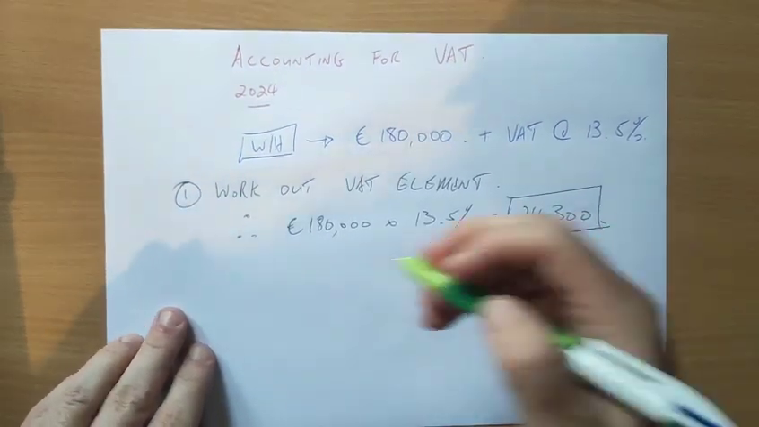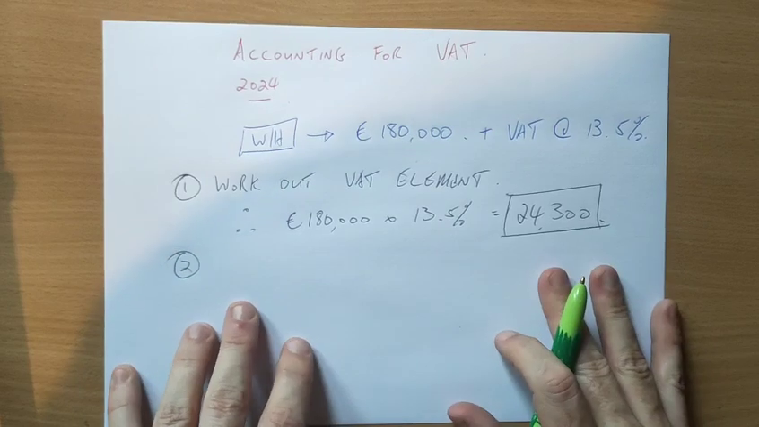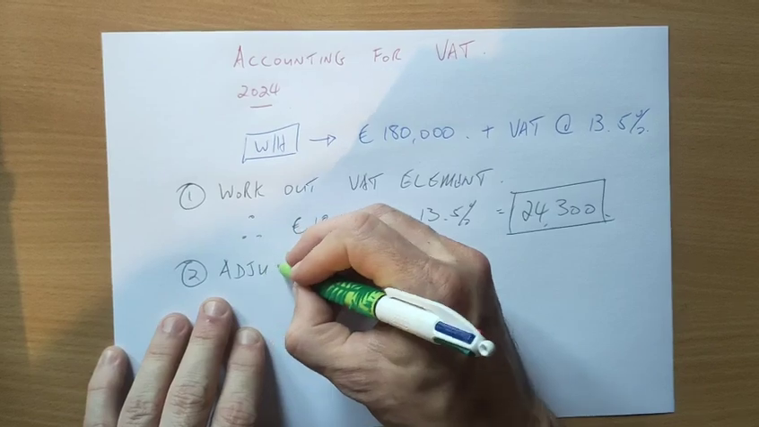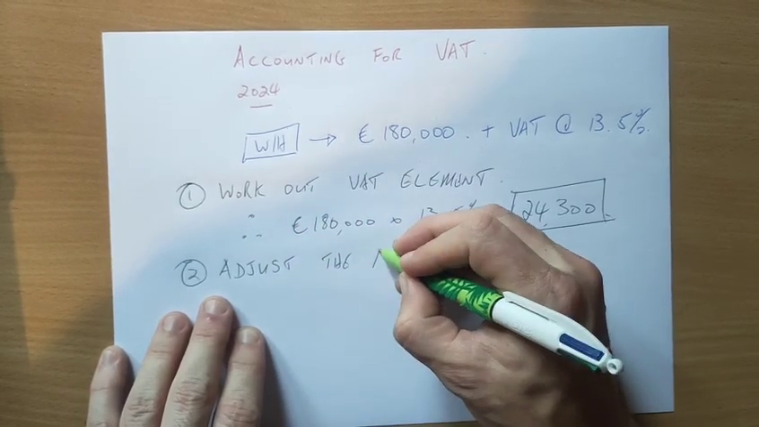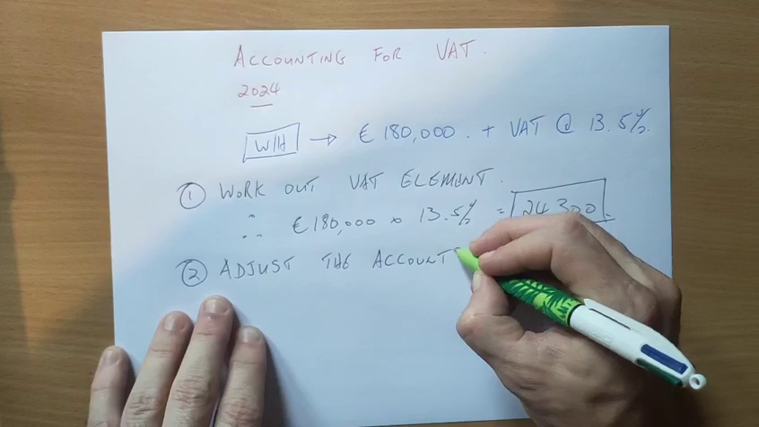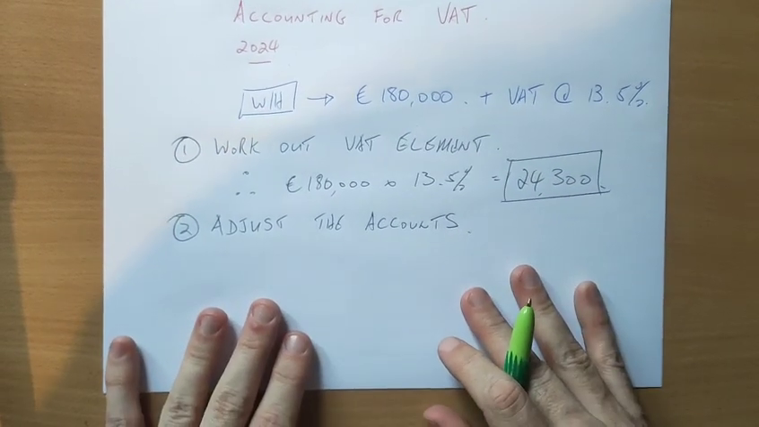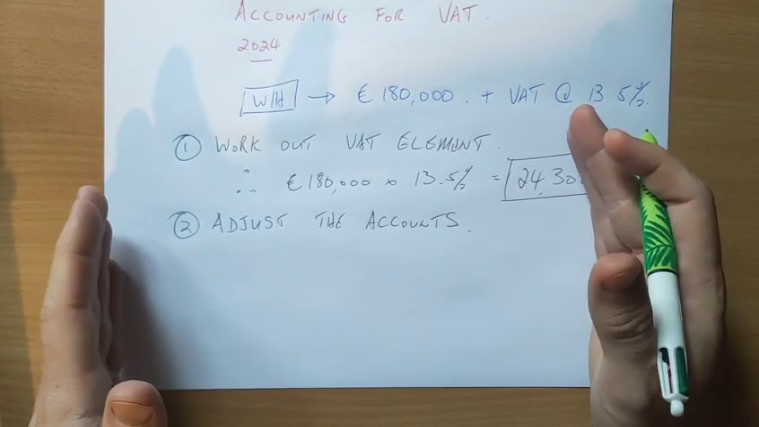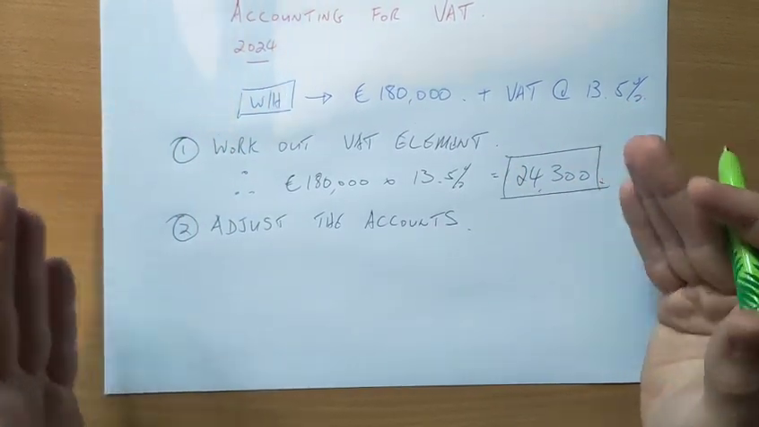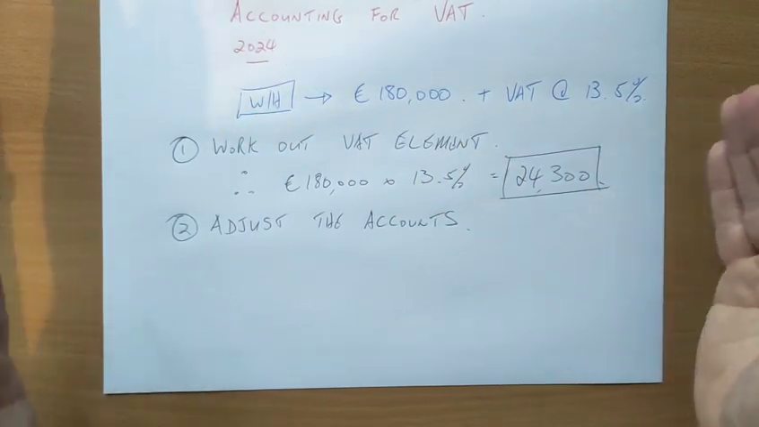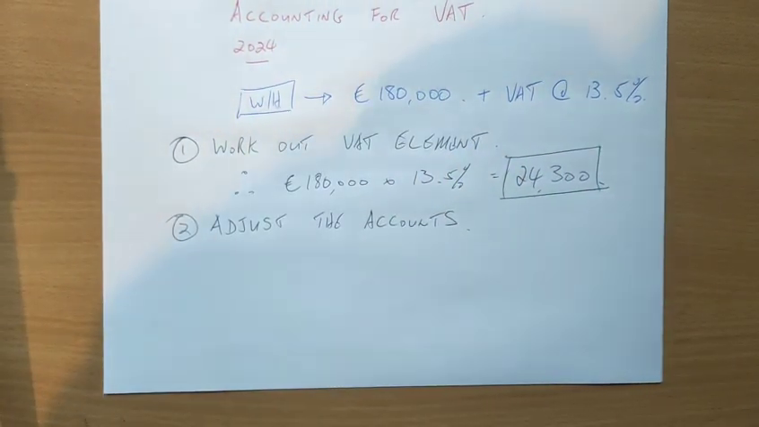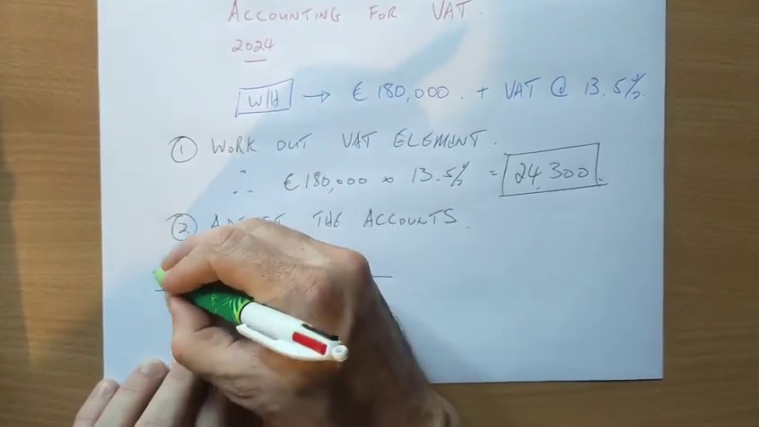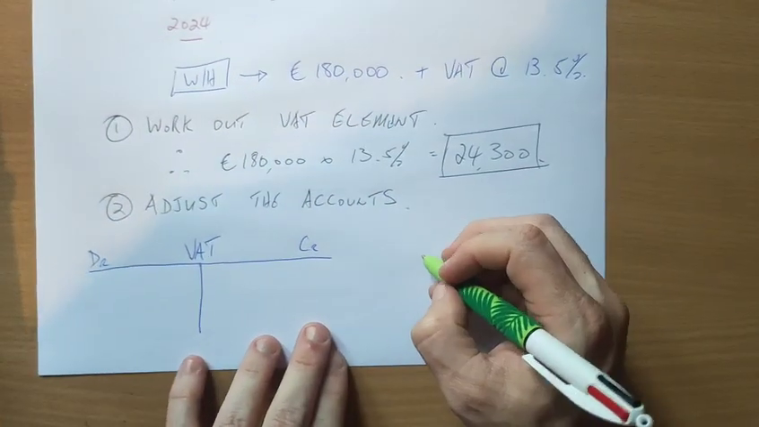And step two: once you have worked out the VAT element, you can adjust the accounts then. The common one here is land and buildings, because the total amount is probably being paid over to the supplier, the vendor, whoever it is. So the two accounts that you need are the VAT account and a land and buildings account as well.